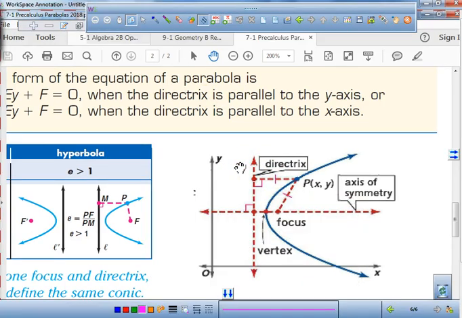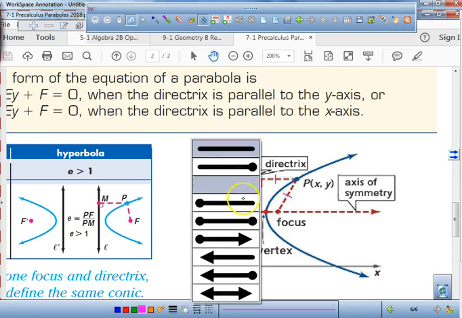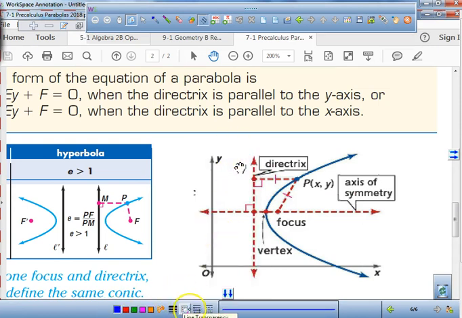This is the final thing I would like you to understand before you leave today. This distance right here is the exact same as this distance right here. So the distance from the focus to any point on the parabola is the same distance as that point to the directrix.